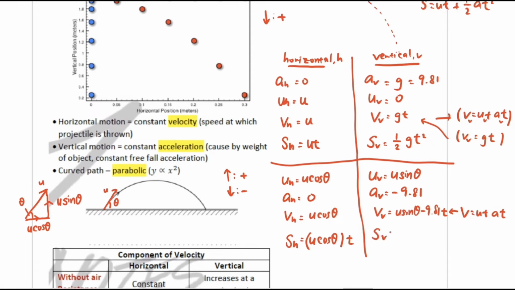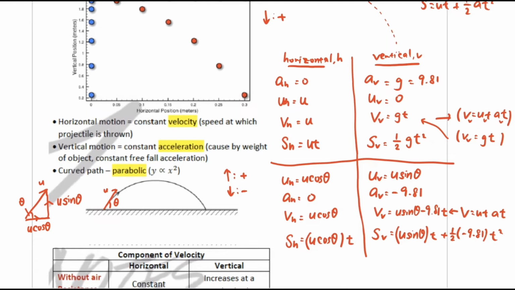For the vertical, we use this formula again, ut plus half at squared. So the u is u sine theta, multiplied with t, plus half, the a is negative 9.81, multiplied with t squared. So we get this formula. Altogether, we have two sets of formulas.